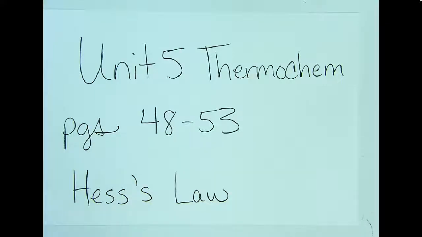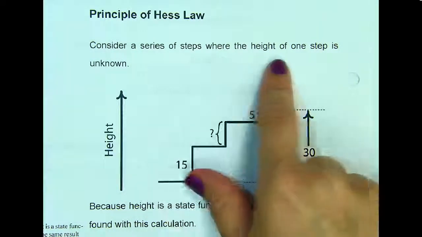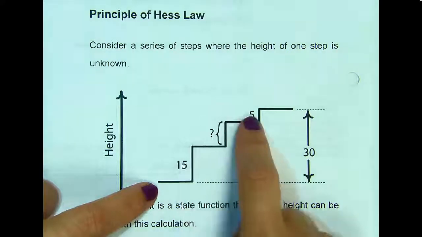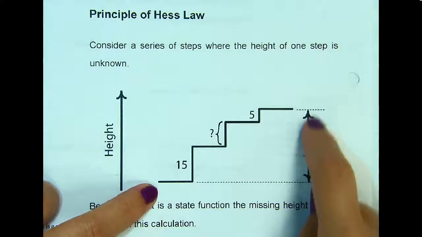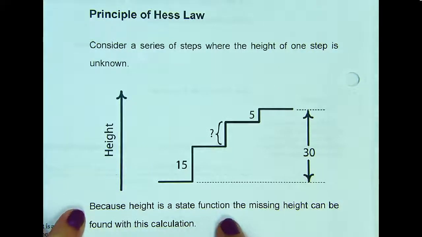Unit 5, Thermochem, pages 48 to 53, Hess's Law. Principle of Hess's Law. Consider a series of steps where the height of one step is unknown. So here you have several steps, but you do happen to know the total height from beginning to end. Because height is a state function, the missing height can be found with this calculation: question mark equals 30 minus 15 minus 5 equals 10.